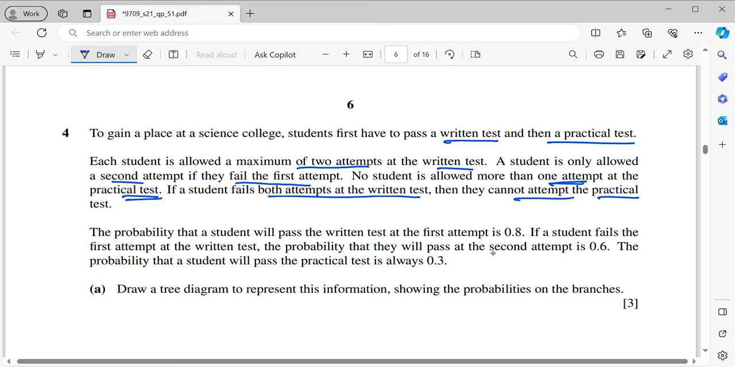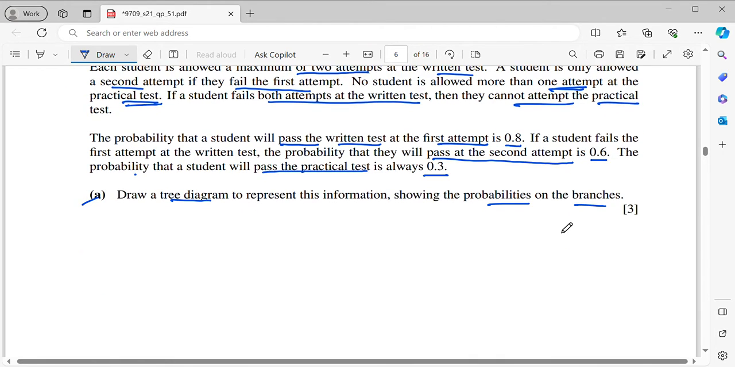The probability that a student will pass the written test at the first attempt is 0.8. If the student fails the first attempt, the probability that they will pass at the second attempt is 0.6. The probability that the student will pass the practical test is always 0.3. Part A: draw a tree diagram to represent this information, showing the probabilities on the branches.